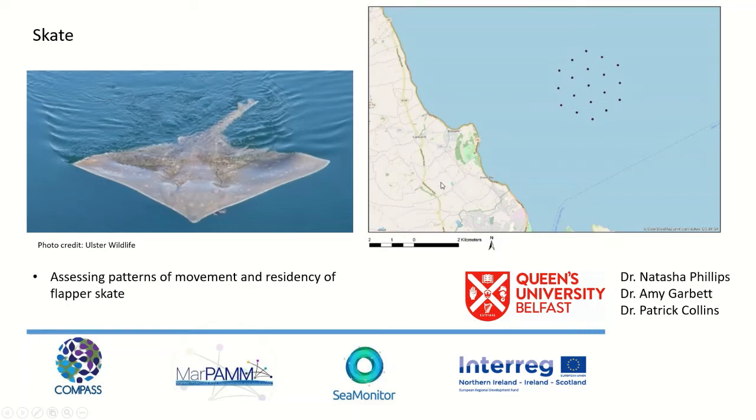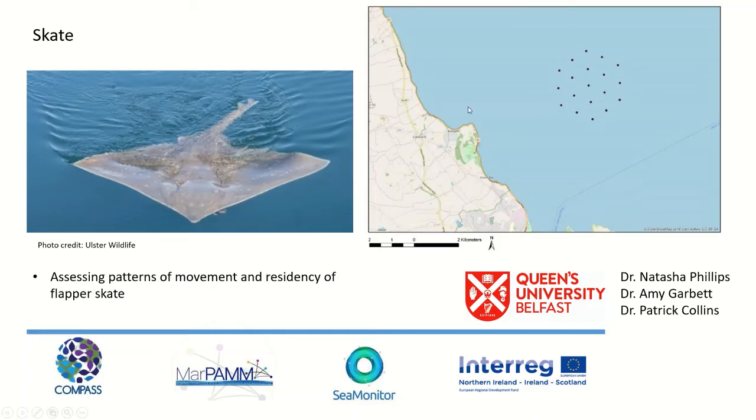This is again led by Queen's University Belfast. We're going to be using acoustic tags again, but this time the receivers are going to be placed much closer together. Instead of being the whole way up the west coast of Ireland, this is in one hotspot that we found for flapper skate. The idea is putting this complex array in will enable a high resolution look at the movement and residency of the skates in this area.